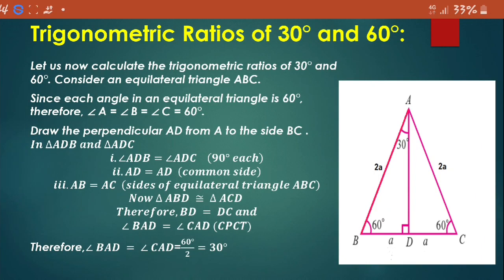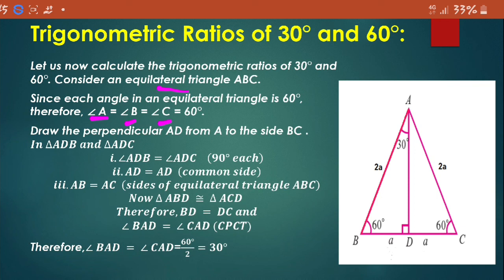Now we will discuss our next slide. Here is the trigonometric ratio of 30 and 60 degrees. That means you have to find sine, cos, tan, cosec, sec and cot at the angles 30 and 60 degrees separately. First of all, here I am taking ABC as an equilateral triangle. Since ABC is an equilateral triangle, all 3 sides and 3 angles are equal. So angle A is equal to angle B is equal to angle C, equal to 60 degrees.